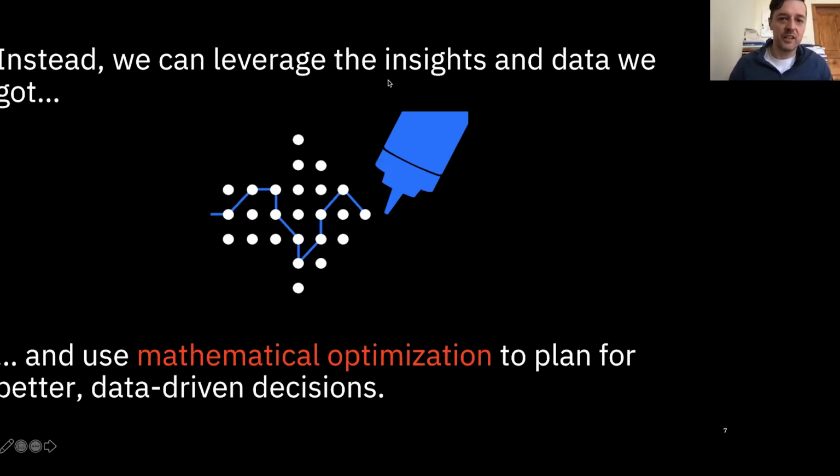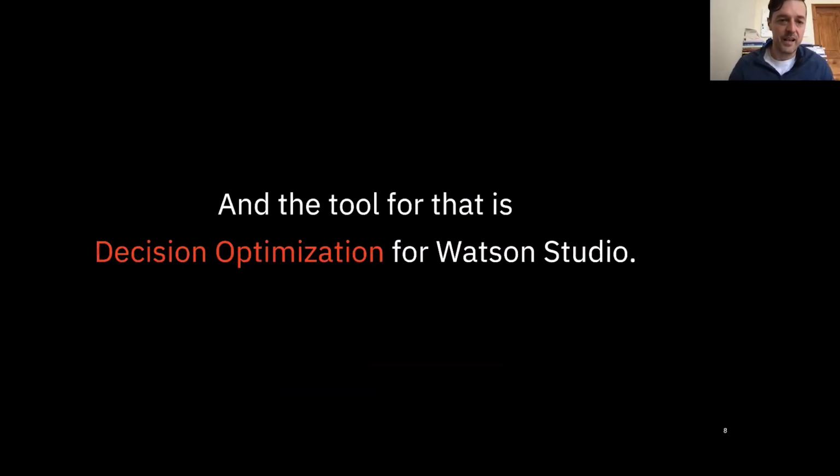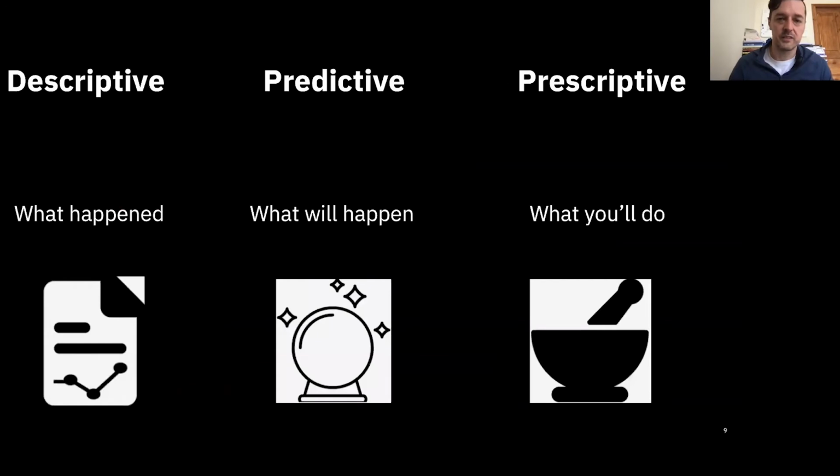And you can leverage the insights and data you got, and you can use mathematical optimization to make a plan. At IBM, we call it decision optimization. So if you search for IBM decision optimization and Watson, then you will find the free tools where you can start this journey.